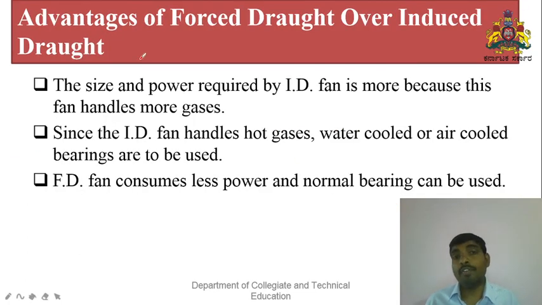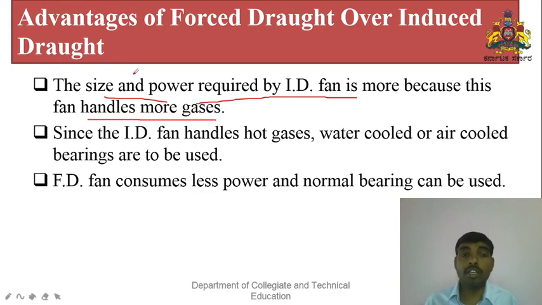So students, let's have a look at what the advantages of forced draught over induced draught are. The size and the power required for the ID fan is more, because this fan handles more gases. Since the ID fan handles hot gases, water cooled or air cooled bearings are to be used. So the FD fan consumes less power and normal bearings can be used.